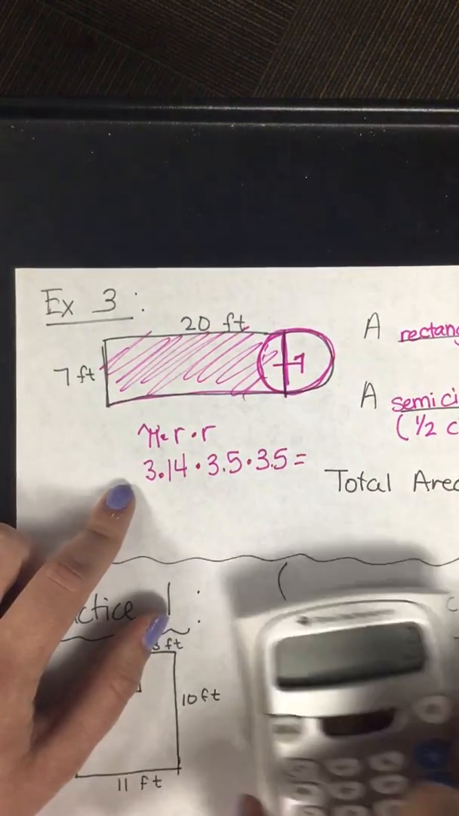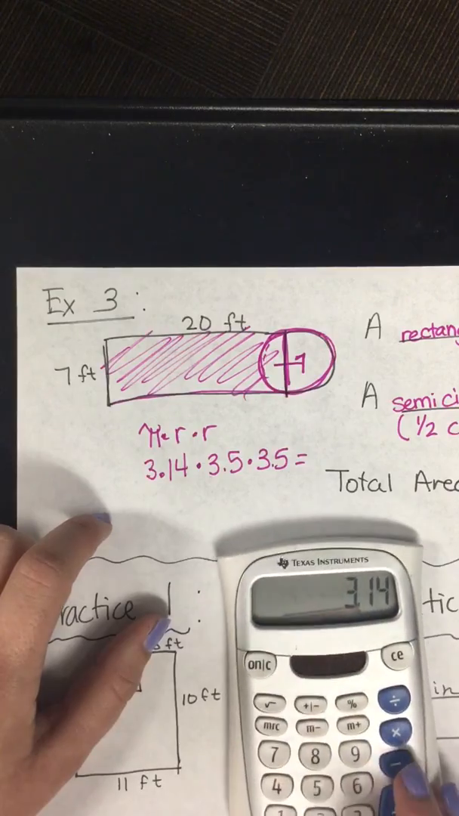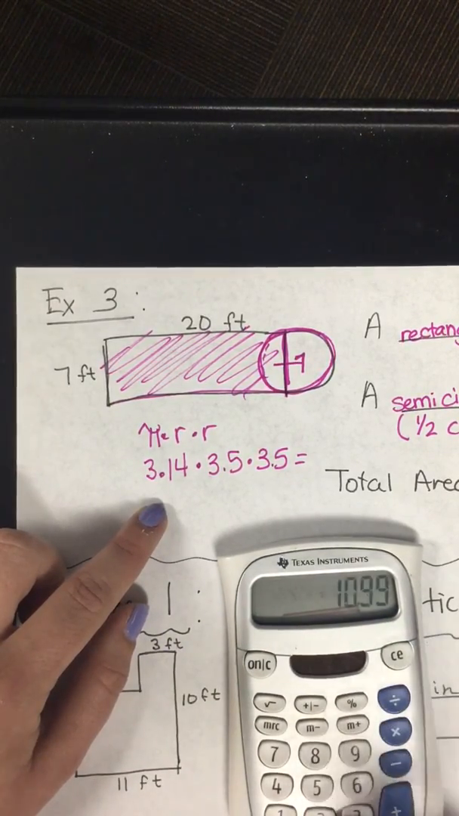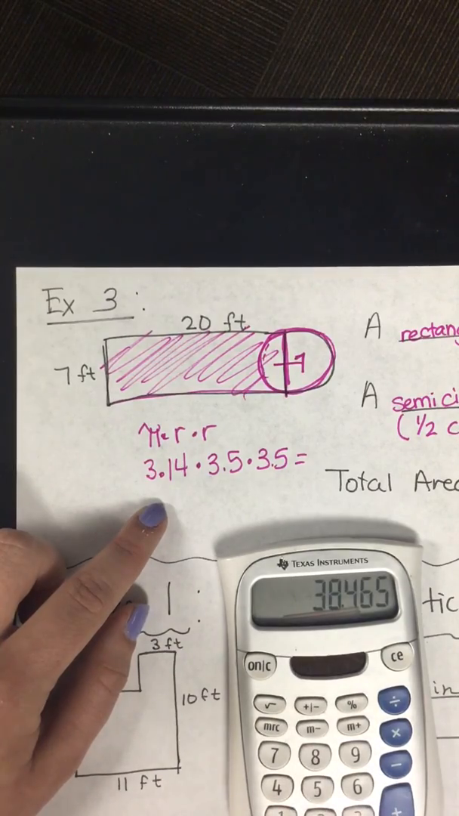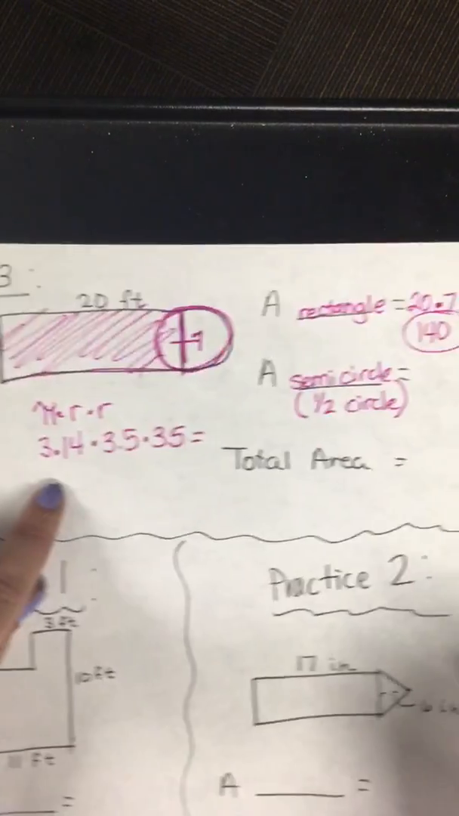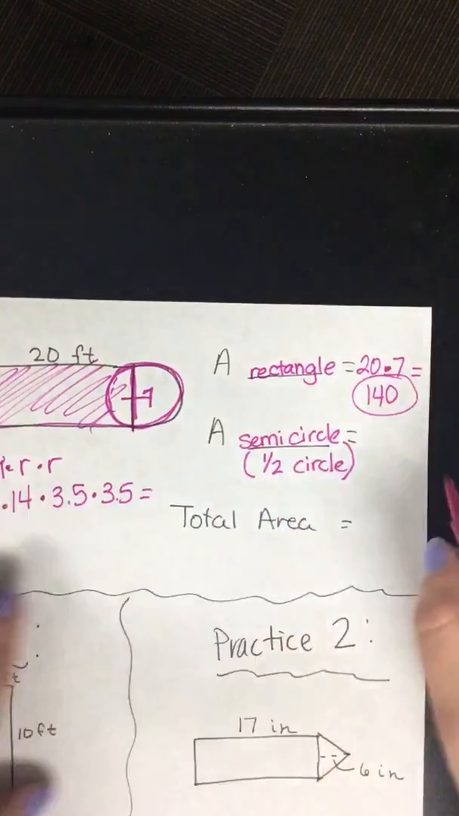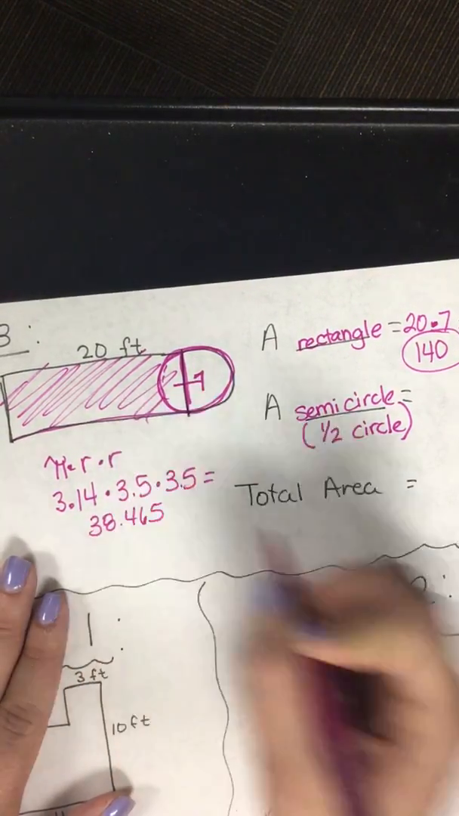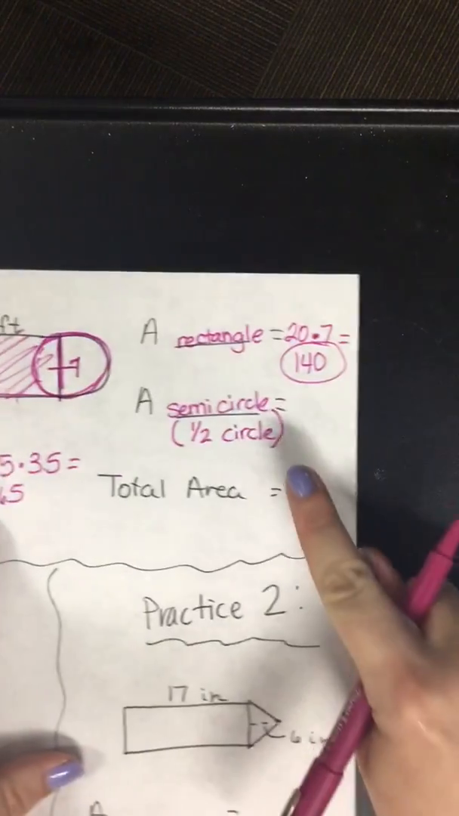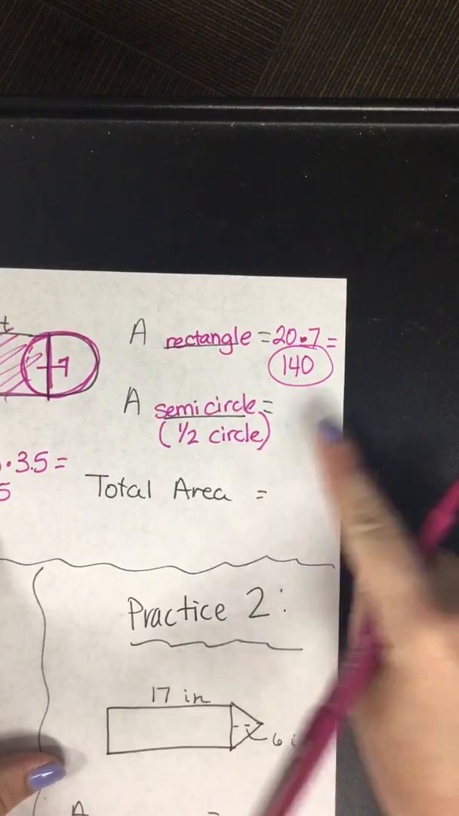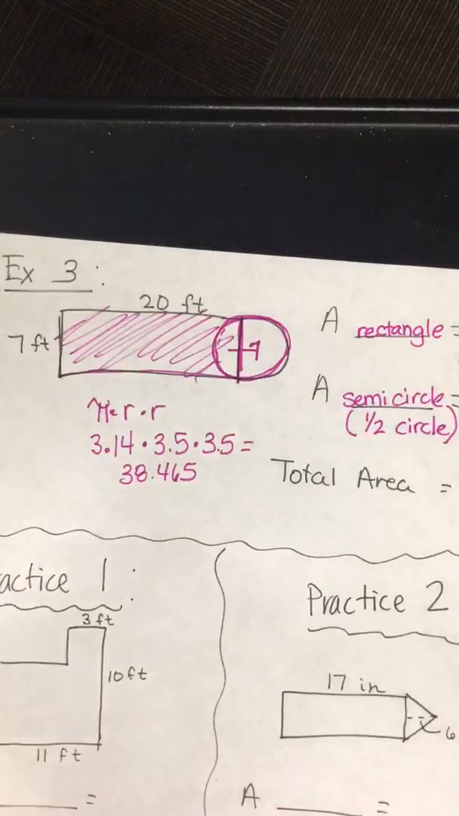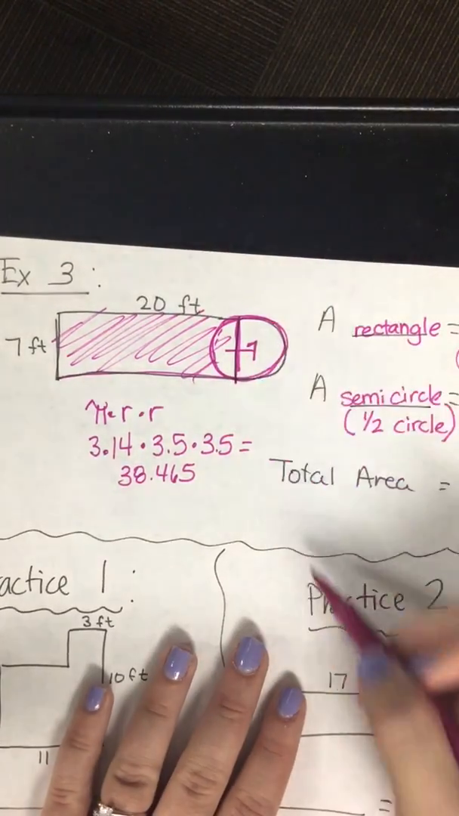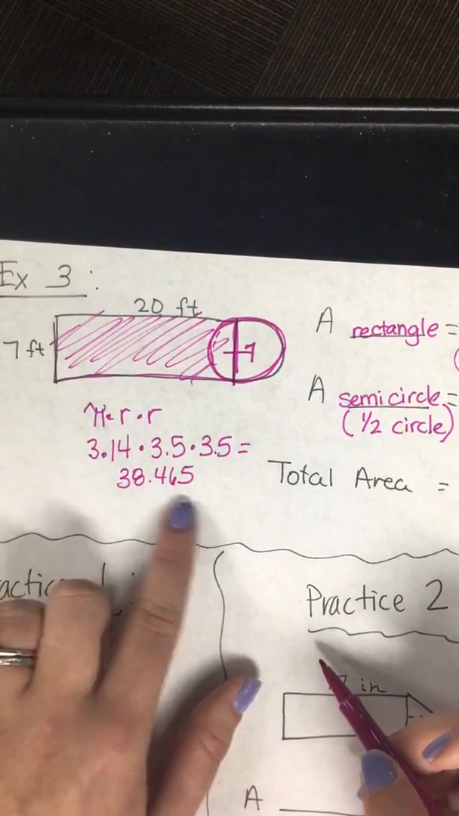So I'm just going to grab my calculator. 3.14 times 3.5 times 3.5 equals 38.465. Now, why did I write that over here and not over here? Because that's the area of the whole circle. But we only have a half circle. So what do we need to do with this answer?